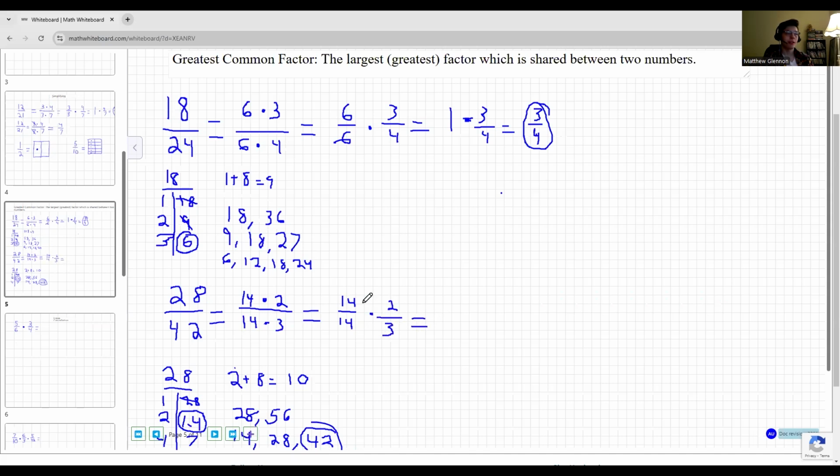And we know 14 divided by 14, even though it's a really big number compared to what we've been working with, will always be equal to 1, times 2/3. And then that is of course going to just be equal to 2/3. Meaning this really gross fraction is just 2/3, which is a lot easier for us to work with, and it's a much lower number, which means it is well simplified.